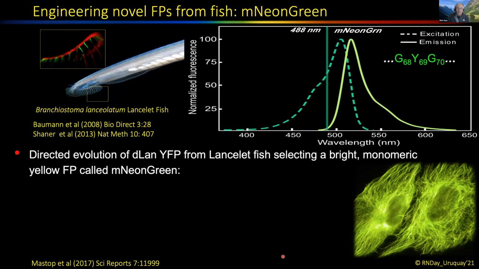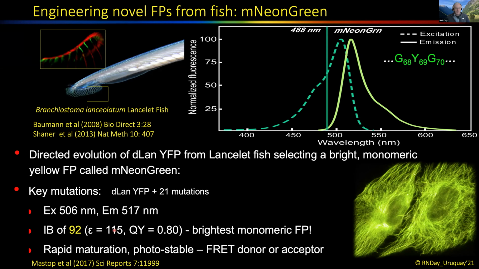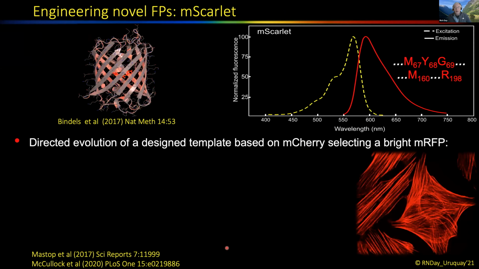Another one that came out of a screen in a lancelet fish was a protein called dLanYFP, a very bright YFP. It was a dimeric form, so additional mutagenesis was used to generate a bright monomeric form of this protein that's called mNeonGreen. And mNeonGreen is exceptional because of its intrinsic brightness, an intrinsic brightness of 92. It is the brightest of the monomeric fluorescent proteins. It forms very rapidly, it's very photostable, and it has been used as both a FRET donor and a FRET acceptor.